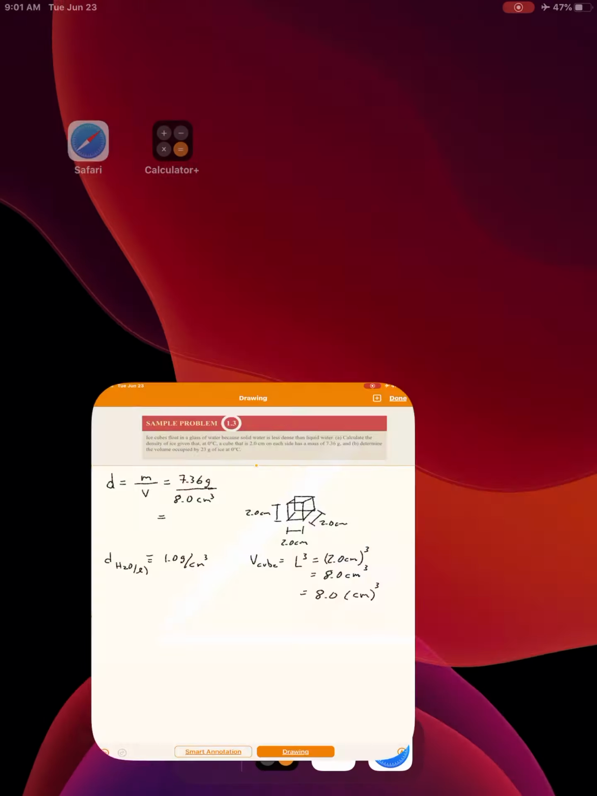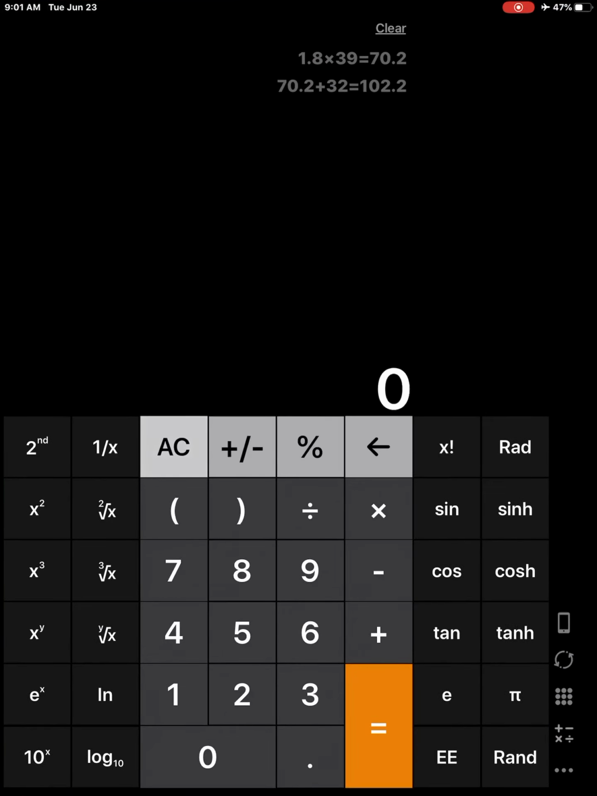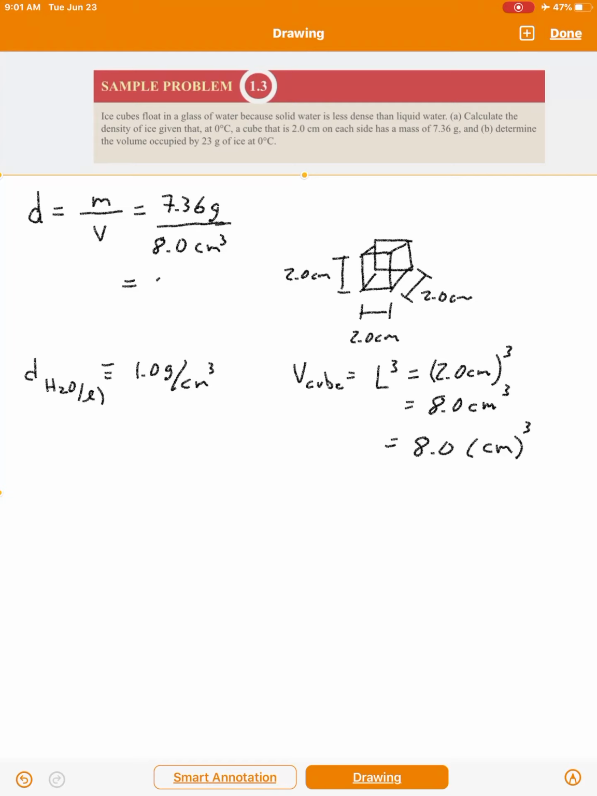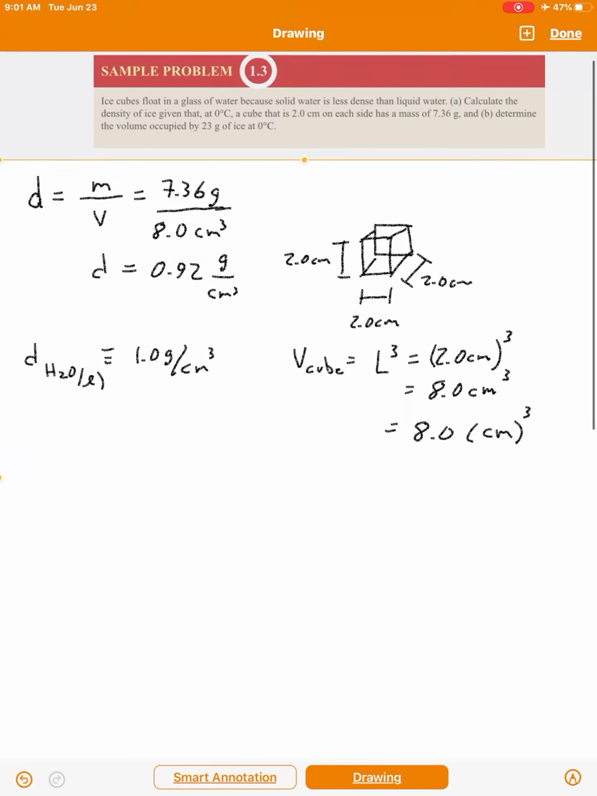So 7.36 divided by 8.0, and you get 0.92. And then with units, you do the same thing. You say, hey, there's grams, but we're dividing it by centimeters cubed. And there you go. So there's your density of the ice cube, 0.92 grams per centimeter cubed.